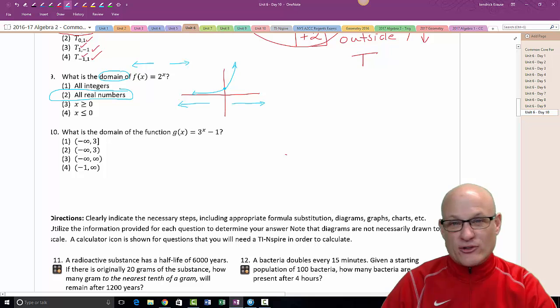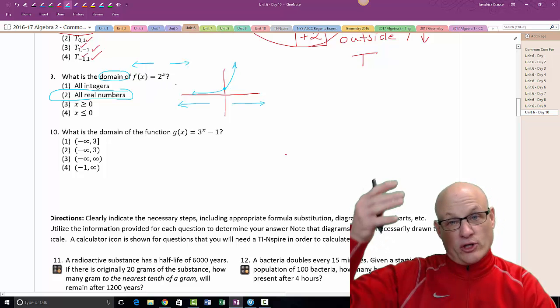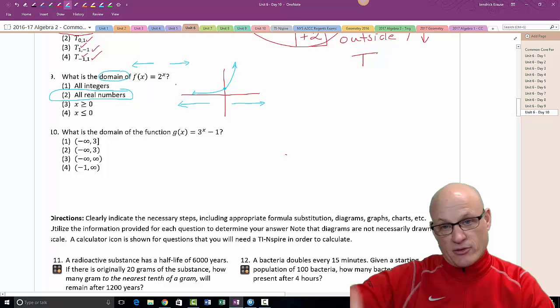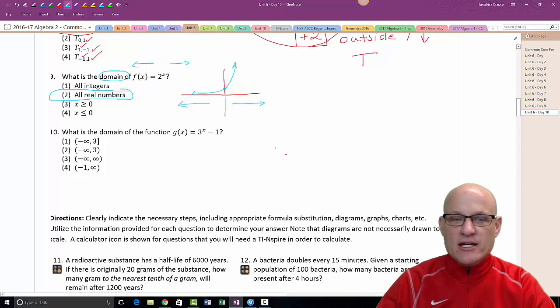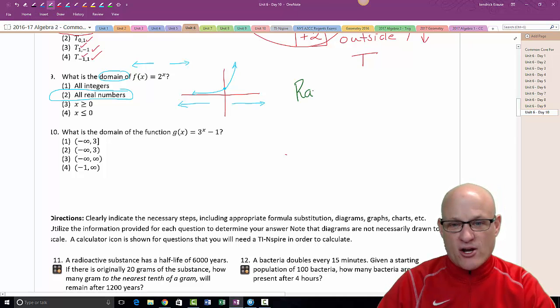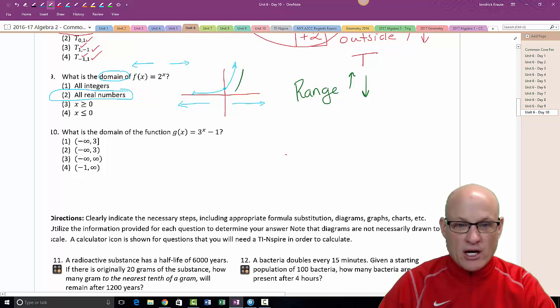Now, don't pick all integers, because if you picked all integers, you'd say, it could be 1, it could be 2, it could be 3, but it couldn't be 1.5. It's all real numbers. Now, I sort of tried to trick you a little bit, but I never asked you about the range. So let's talk about the range. Now, remember, the range is how much is it going up, how much is it going down. Let's see what goes up. We're going up to positive infinity, but down to and asymptotically approaching 0. So it goes from 0 to positive infinity.